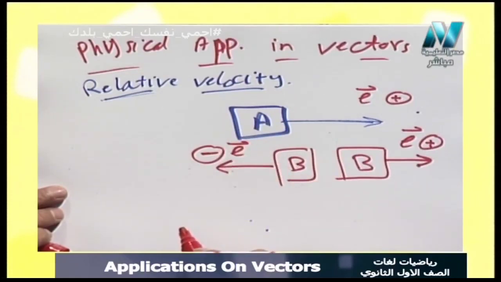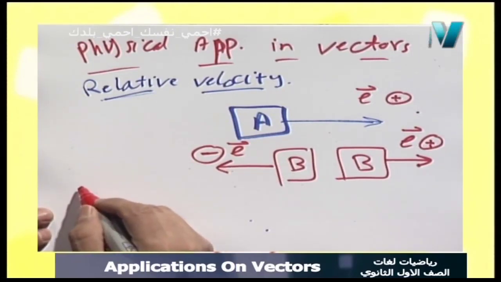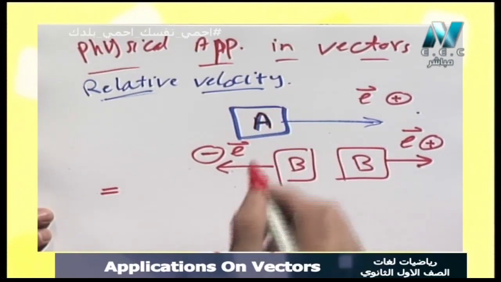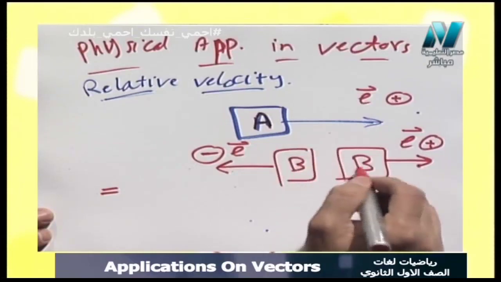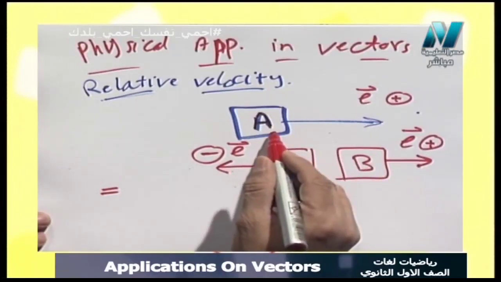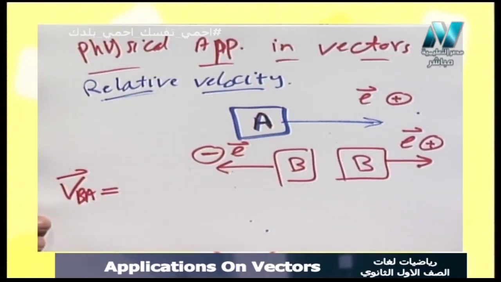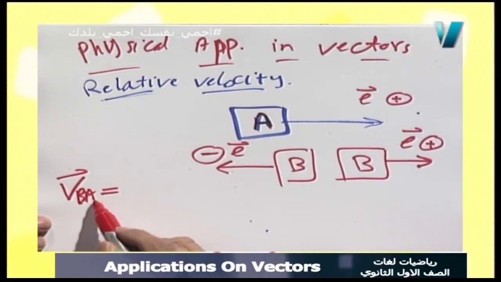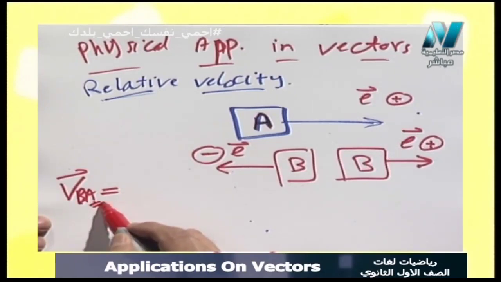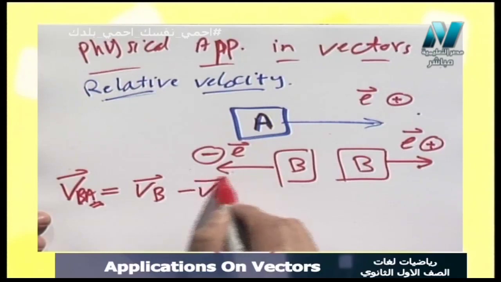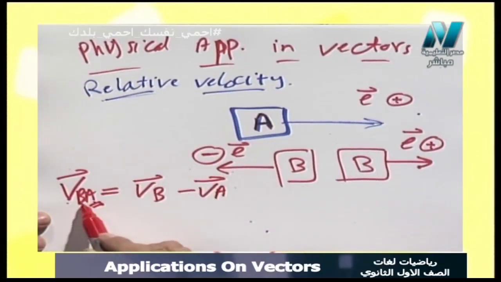It will be negative E, and we will take the rule that if we have the car A and the car A has the observer who sits here and looks at the car B, we will talk about the rule that VBA, which means the velocity of the car B relative to the car A, because the car A here is the observer, equals VB minus VA by its order. VBA equals VB minus VA.